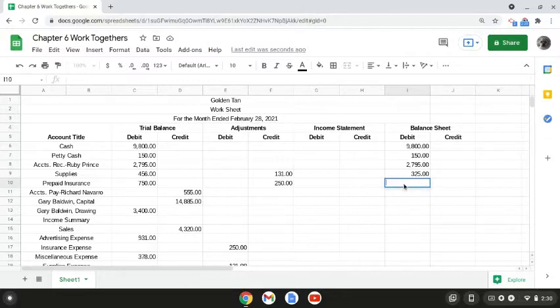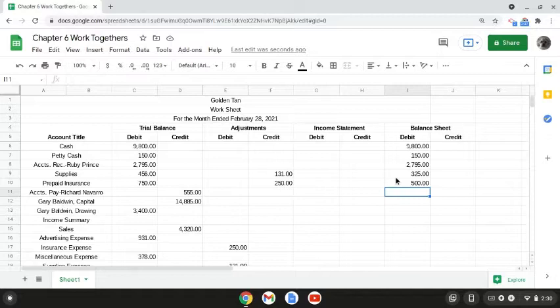We're going to do the same thing for prepaid insurance. We're going to type in equals, take 750, subtract 250, and that will give us the amount that's going to be listed in the balance sheet debit column for prepaid insurance, which is $500.